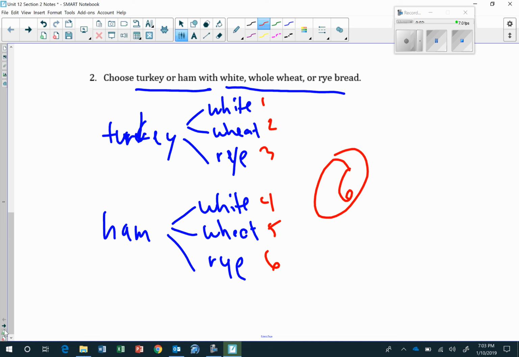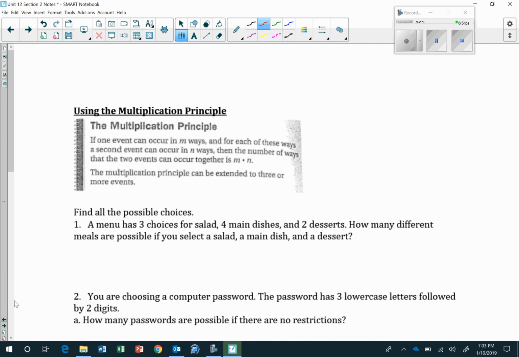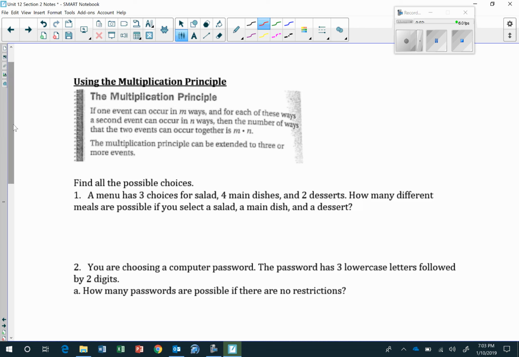A much quicker way that does not involve drawing anything out is to use the multiplication principle. So here's the definition out of a book. It says the multiplication principle: if one event can occur in m ways, and for each of these ways, a second event can occur in n ways, the number of ways that the 2 events can occur together is m times n. The multiplication principle can be extended to 3 or more events.